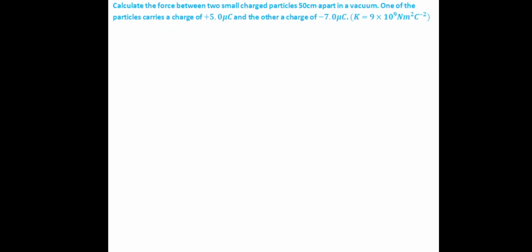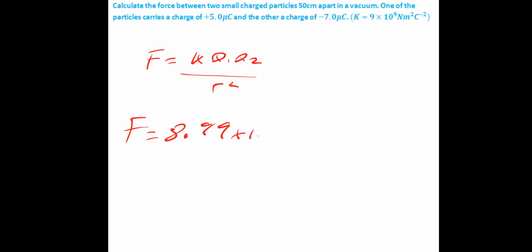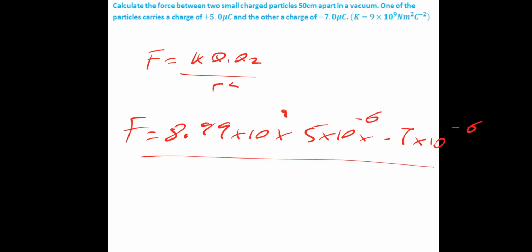Quick question then. Calculate the force between two small charged particles, 50 centimeters apart in a vacuum. One of the particles carries a charge of 5 microcoulombs and the other a charge of minus 7 microcoulombs. You want to pause and have a go, and then I'll take you through it. Nice and straightforward. F equals, I'm going to use K, Q1, Q2 over r squared. It says 9 times 10 to the 9, but I'm going to use 8.99 times 10 to the 9, times charge 1, 5 times 10 to the minus 6, times minus 7 times 10 to the minus 6, divided by the distance squared, 0.5 meters squared. That gives us a force of minus 1.26 newtons.